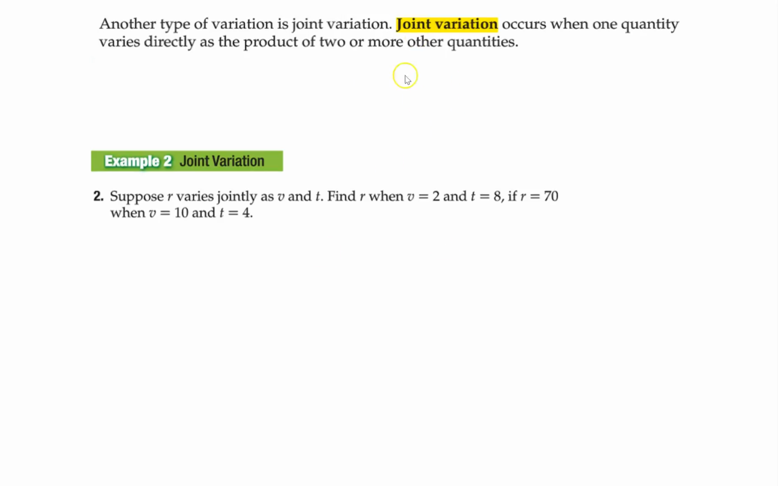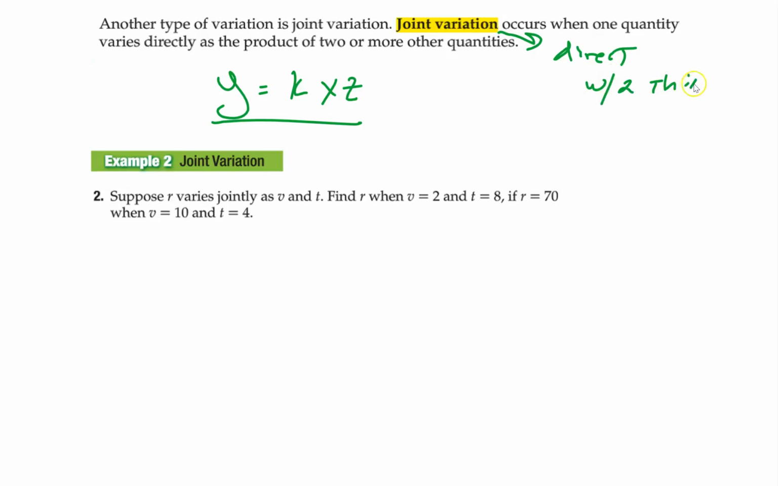Joint variation is like direct, except there's more than one thing. So joint variation, when I say that, there's going to be two things. It's like y varies directly, that's the k, with x and z. It's like, oh, there's two things. That's all joint variation is. It's direct, plural, basically. That's it. Other than that, it's the exact same thing, right?